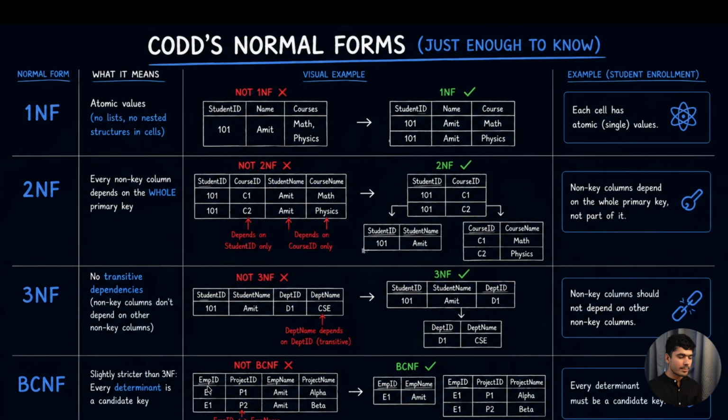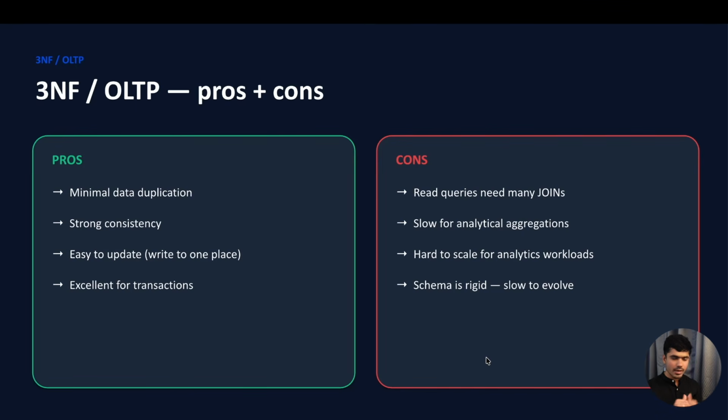Basically, an employee has a project. Okay, so you create an employee and a project ID separately. More granular version. Okay, then 3NF again, pros and cons. Pros are basically minimal duplication, strong consistency, easy to update, excellent for transactions. Cons are that read queries require many joins, which we already looked at, slow for analytical aggregation, hard to scale for analytical workload, and schema is rigid, slow to evolve.